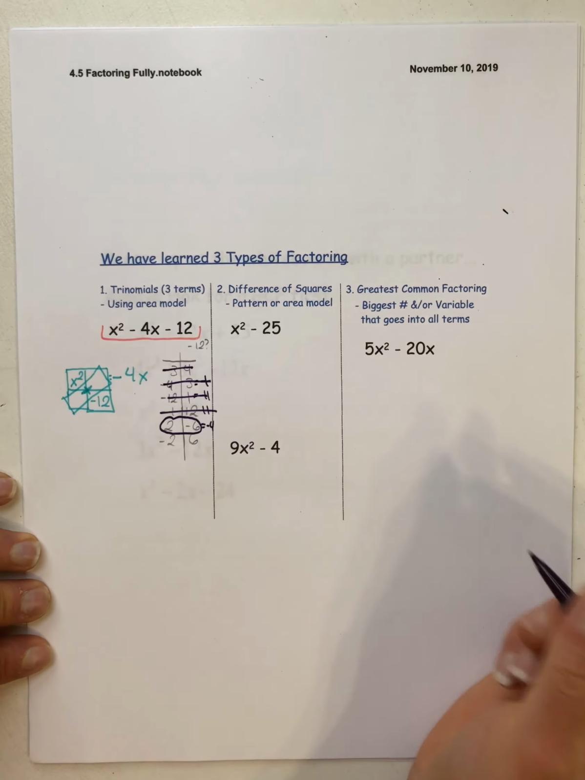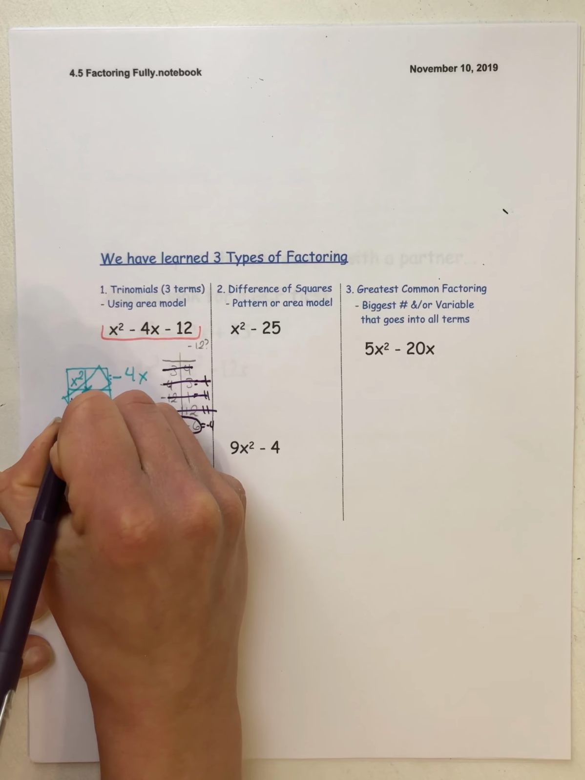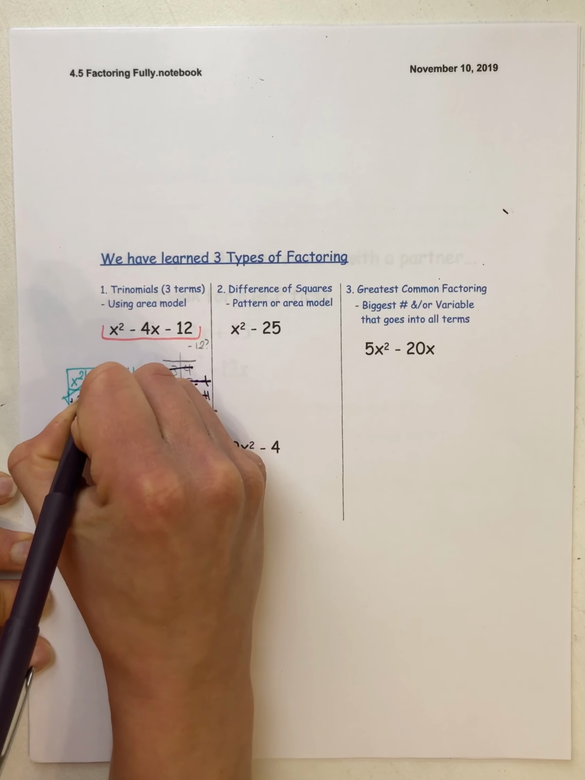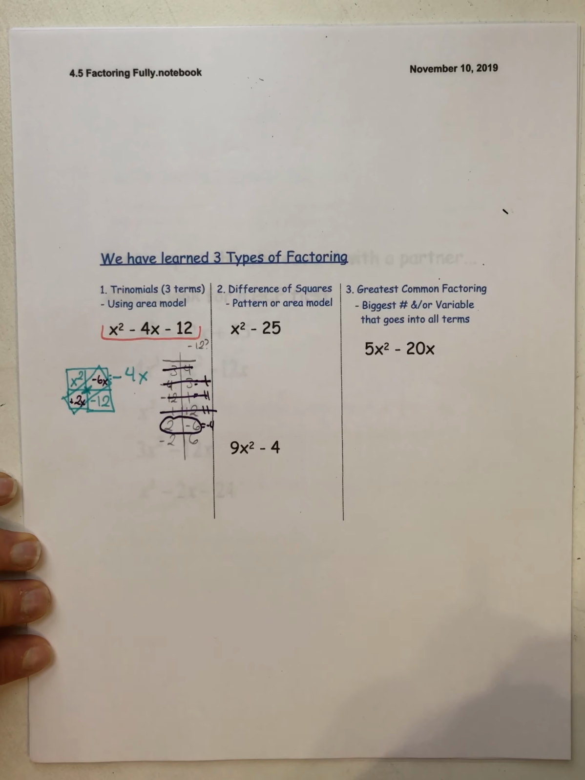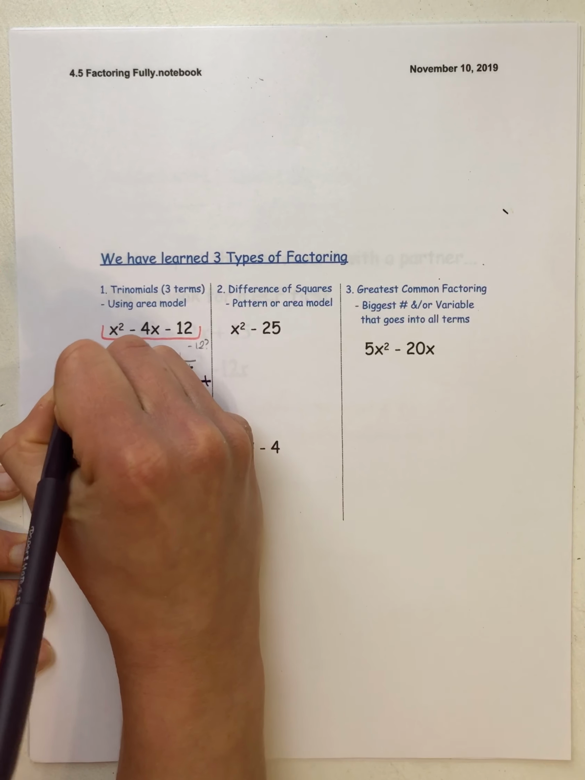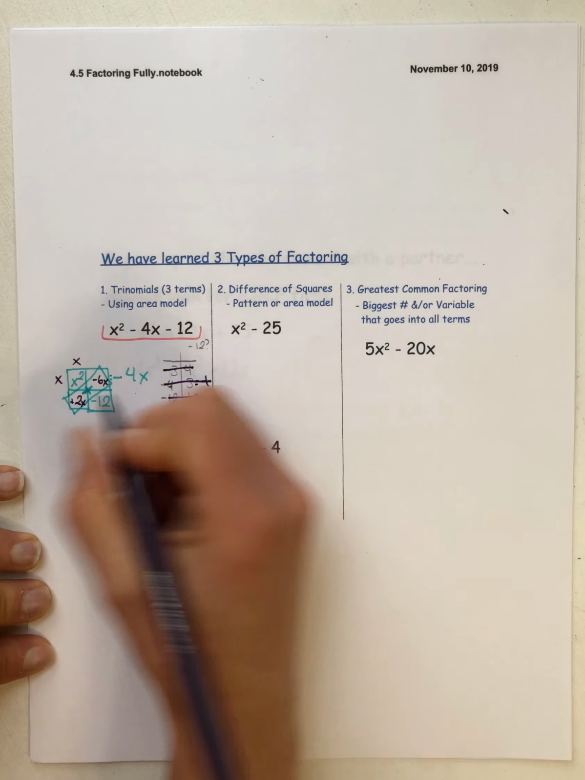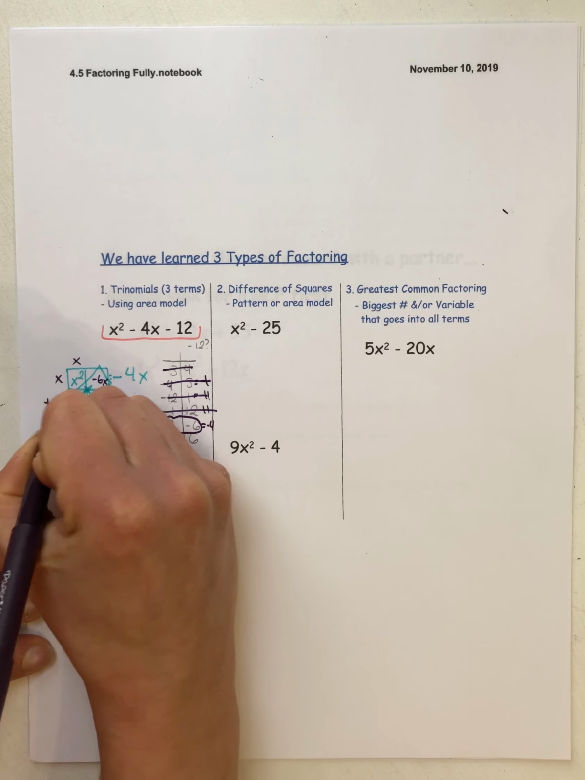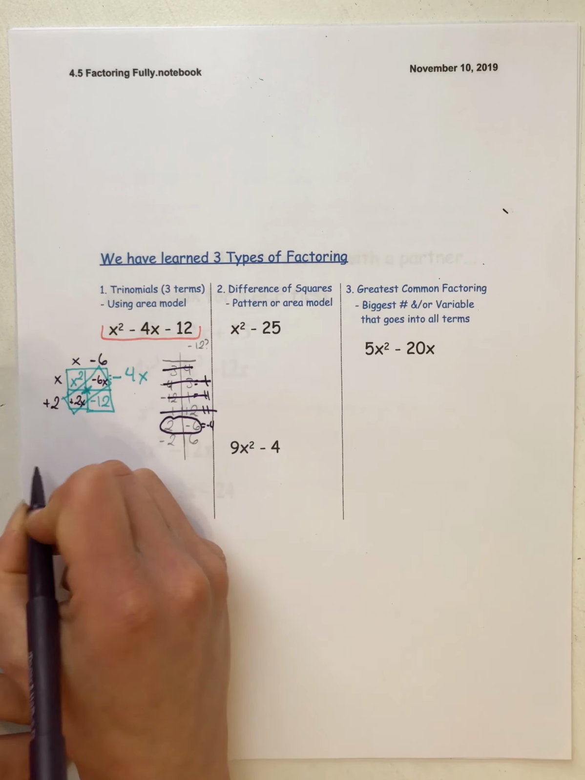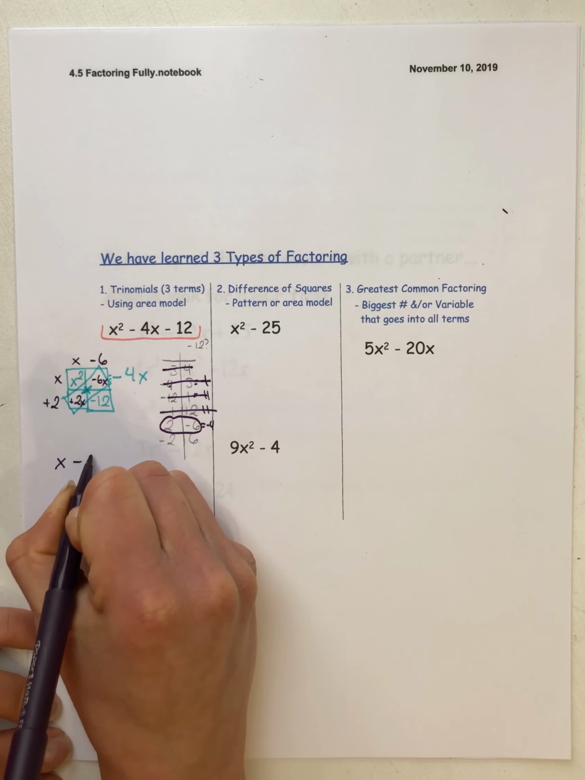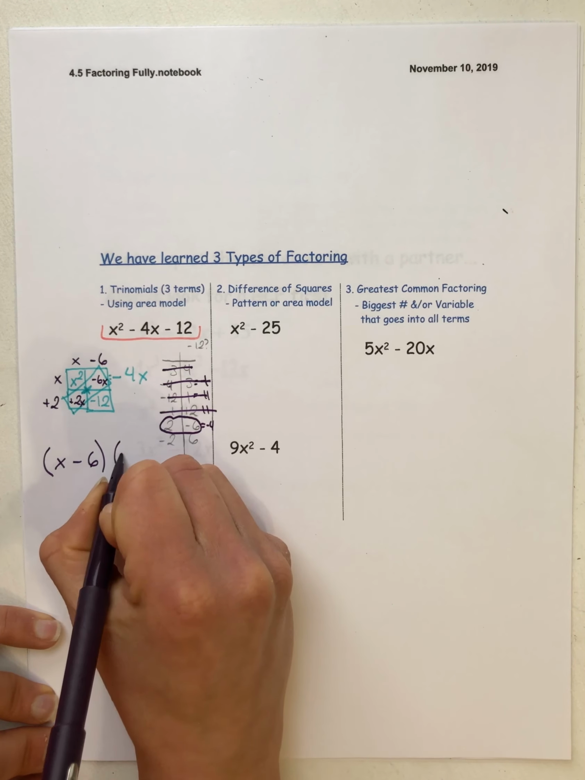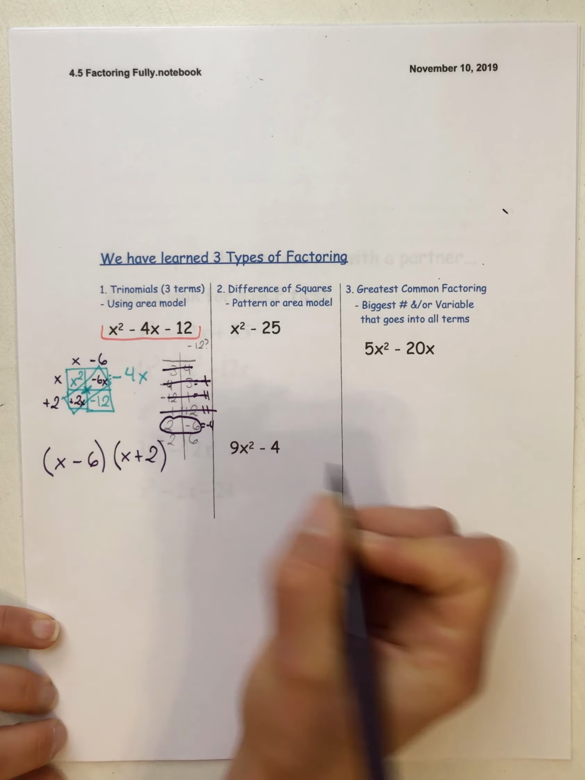So when we put these back into here, we do plus 2x, don't forget the x's, and negative 6x. And then we can pull our information out of the window. So we have x, and we have plus 2, and we have minus 6. So our factors are x minus 6 and x plus 2.